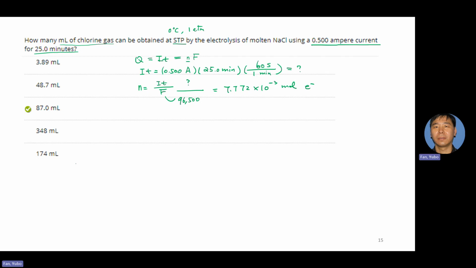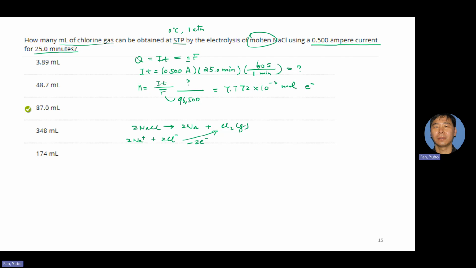Then we can write the equation. So 2 sodium chloride forms 2 sodium metal plus chlorine gas. And in this reaction, apparently there are 2 electrons involved. Actually, under the molten condition, we can write 2 sodium plus 2 chloride. So 2 chloride to form chlorine needs to lose 2 electrons. So 2 electrons are involved in this reaction.